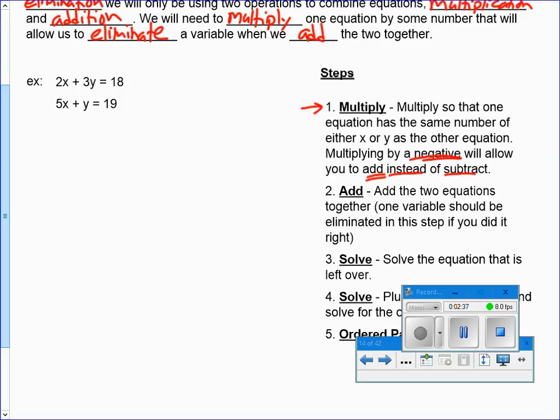So what I'm going to do is try to identify where I can multiply one equation up to another equation, having the same number. I see that I have positive 3y in the top equation and positive 1y in the bottom equation. I know if I multiply this bottom equation by 3, they would have the same number of y's. To make it eliminate, I'm going to multiply it by negative 3, so they have the opposite number of y's.